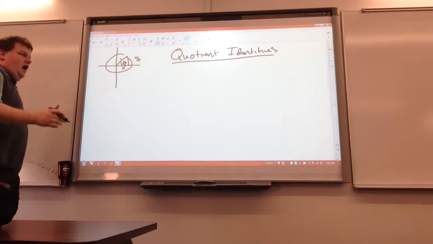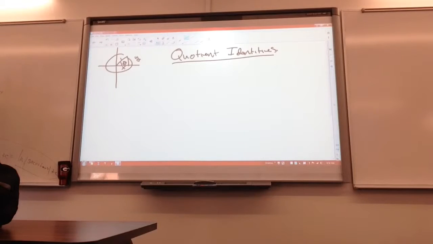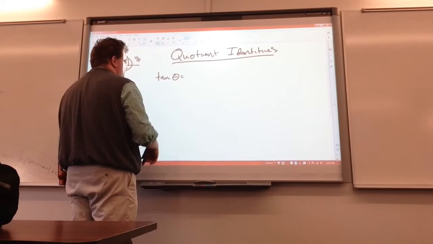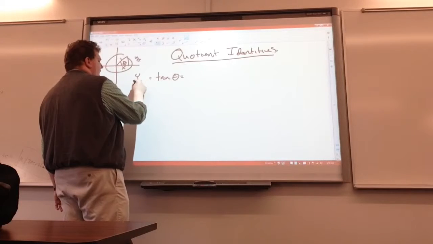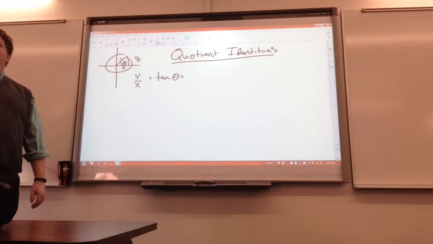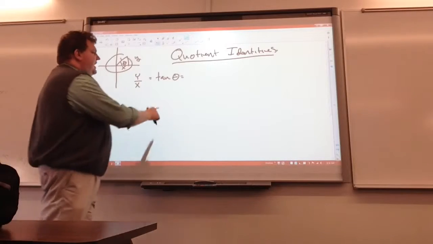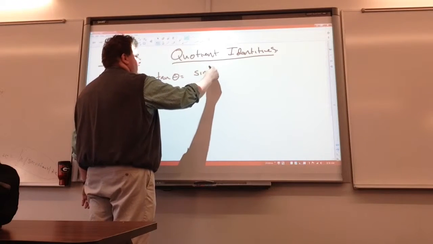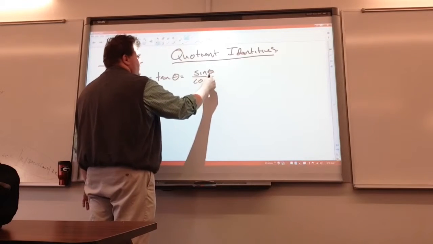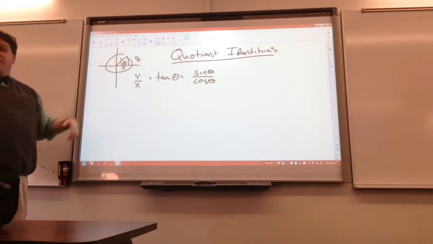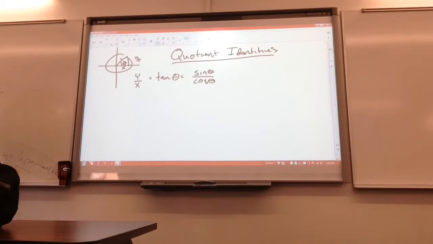And the quotient identities, obviously, quotient means what? It has to do with division. So these are going to be ones involving division. I'm going to start off with our tangent of theta. Remember the tangent of theta, I can rewrite as y over x. But what's y equal to? The sine of theta. And x is equal to the cosine of theta. So the tangent of theta can actually be rewritten as the sine of theta over the cosine of theta. Again, it's all back to sine is y, cosine is x, so it's just still y over x. We're just rewriting that tangent now in terms of something new.